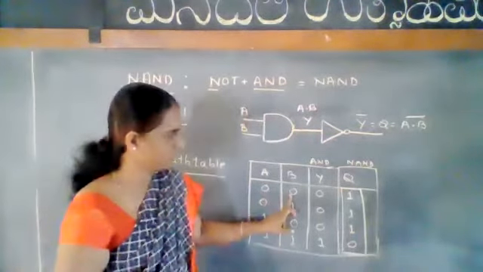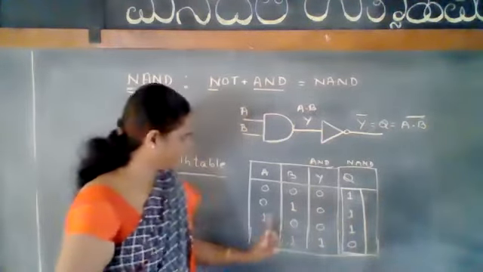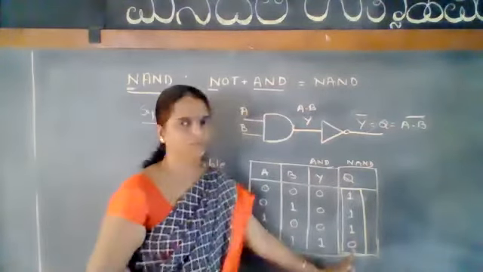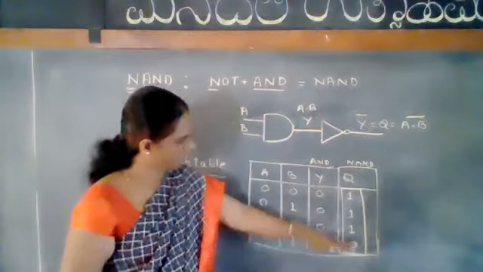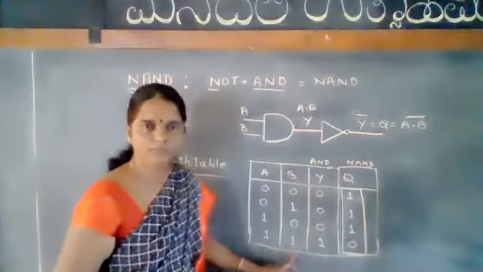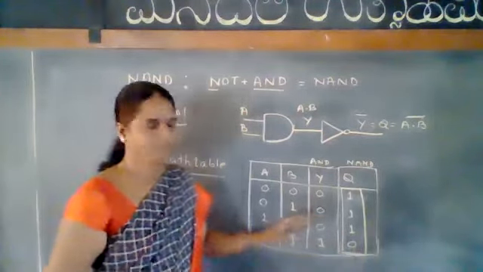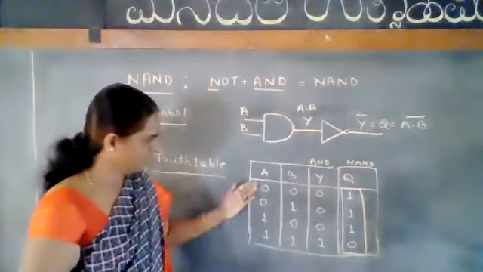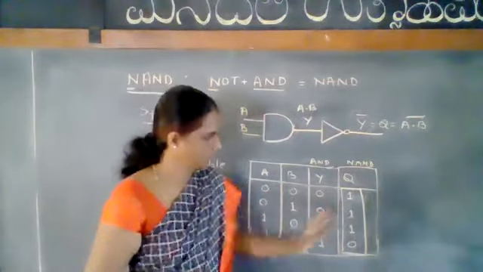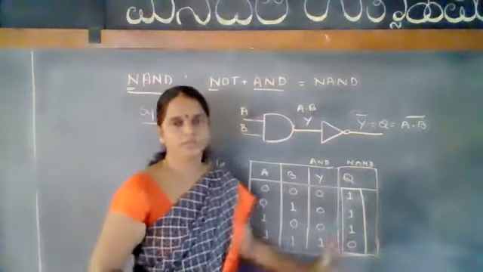So when 0, 0, output is 1. When 0, 1, then also the output is 1. When 1, 0, then also the output is 1. When 1, 1, the output goes low. So for all the other states, except when both the inputs are high, the output is high. Okay, is it clear? So when any one of the inputs or both the inputs are low, the output goes high. When both the inputs are high, the output goes low.